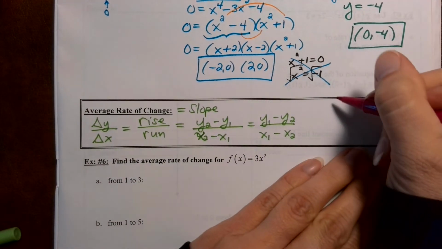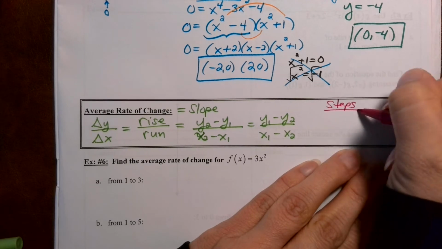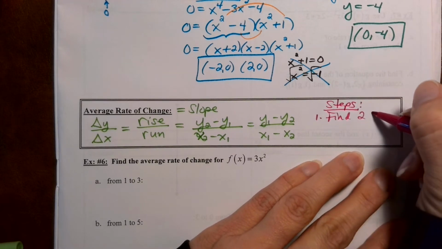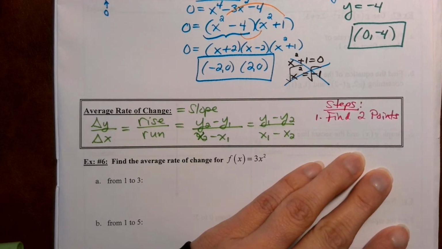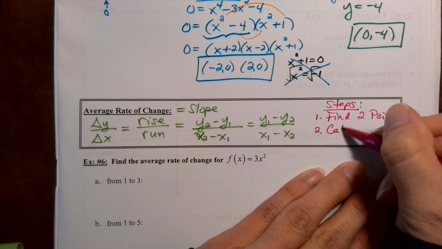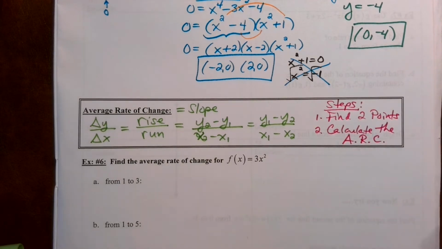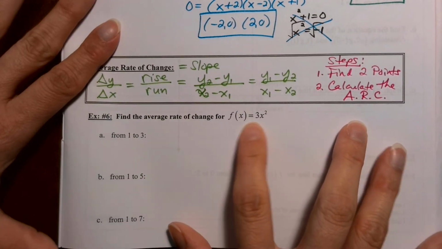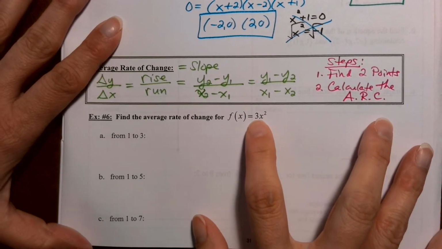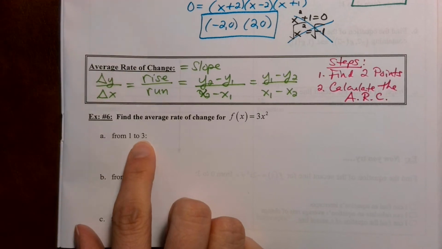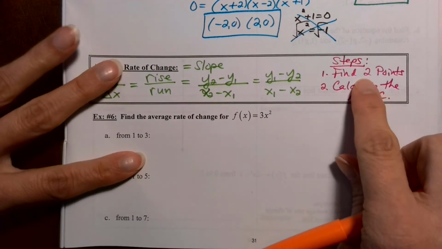All right, what are the steps to finding the average rate of change? Here are the steps, write this down. Number 1: first, you have to find 2 points. If you don't have 2 points, you have to find 2 of them. Then you calculate the average rate of change. And when I say average rate of change, that's a fancy way of saying the slope. I noticed that this first function, f of x, is equal to 3x squared, and they want me to find the average change from 1 to 3. So the first thing we have to do, step 1, is find 2 points.